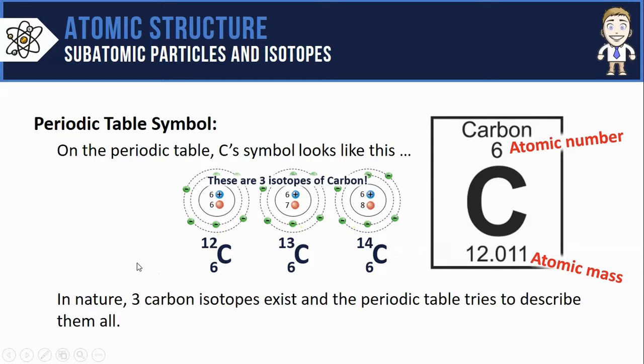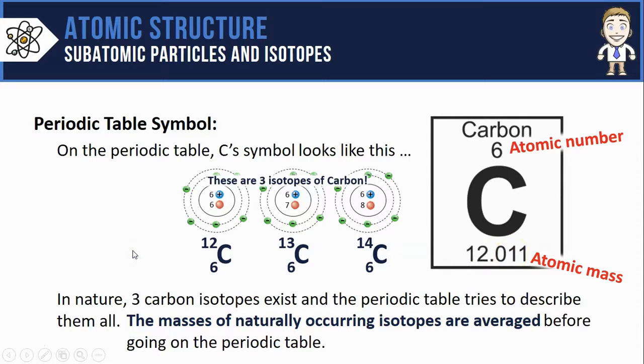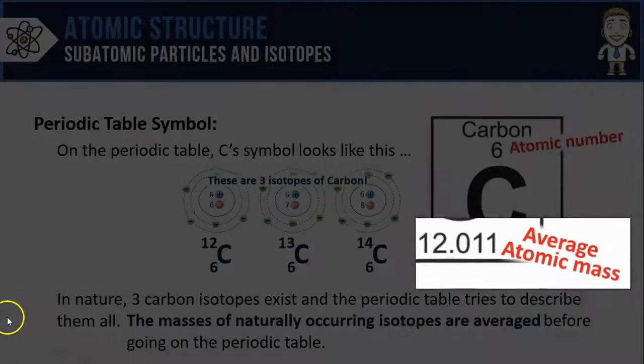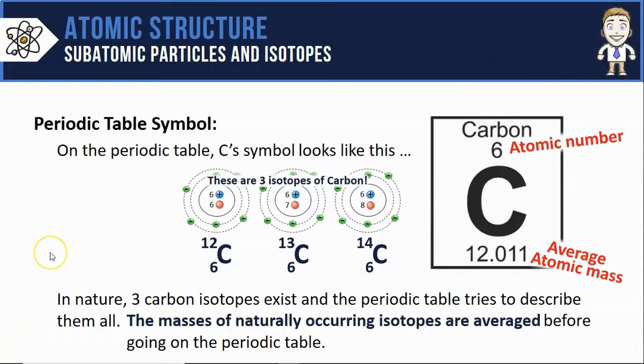What you've got to realize is that in nature, carbon exists as these 3 different isotopes. Some carbons have a mass of 12, some 13, some 14. So it's kind of like saying, which of those masses should we put on the periodic table. And what the periodic table does is it averages out all of the possible masses for these naturally occurring isotopes, and that's what gets reported. That decimal is simply trying to represent all of the different isotopes that carbon atoms can have, averaging them together to get 12.011. And with that, we conclude our video on subatomic particles and isotopes.